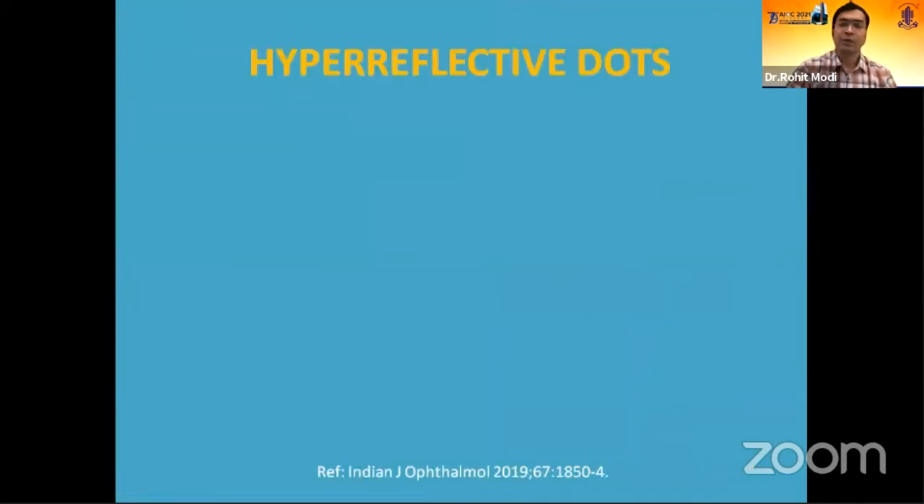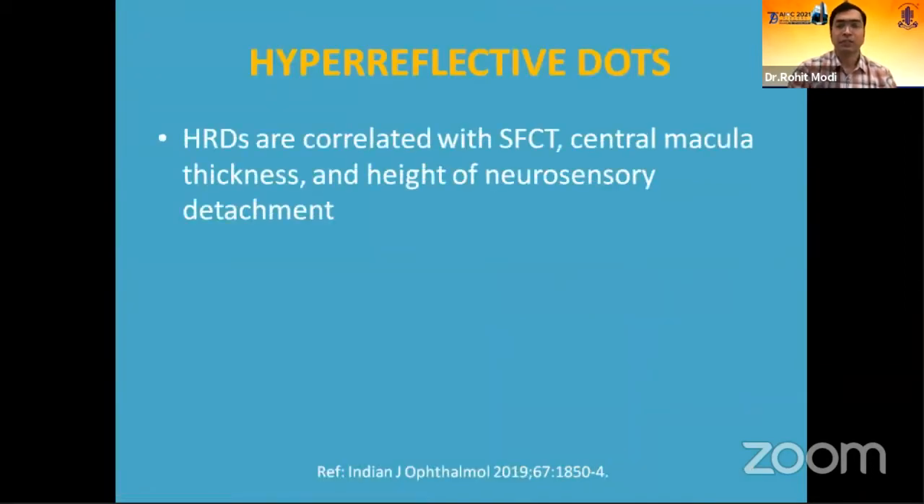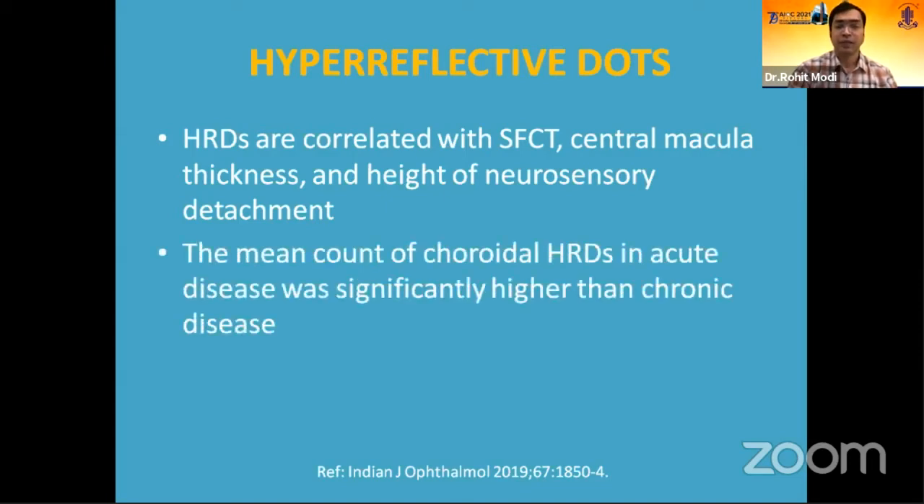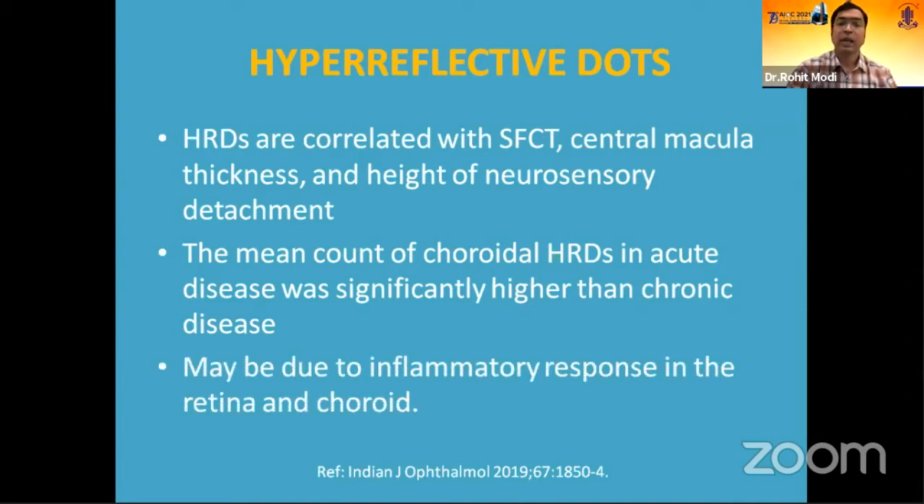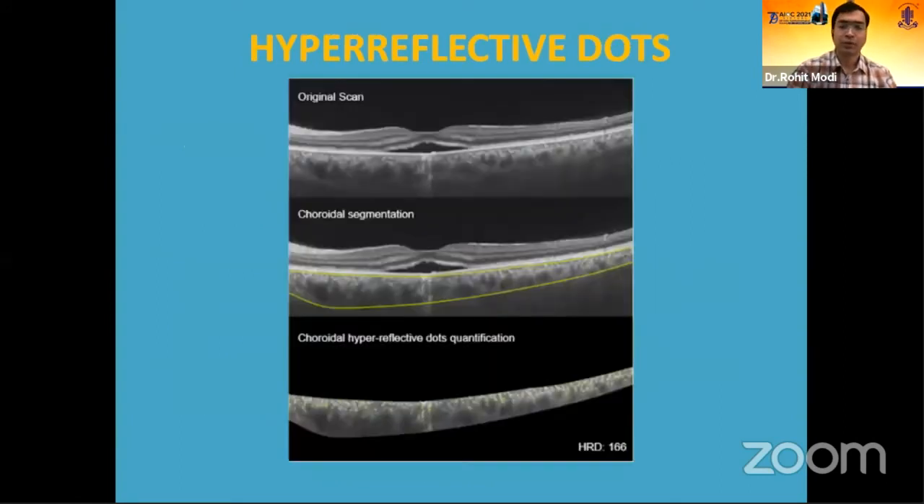Another important biomarker is the hyperreflective dots, which are correlated with the subfoveal choroidal thickness, central macular thickness, and the height of the neurosensory detachment. The mean count of these HRDs in acute disease was significantly higher as compared to the chronic ones, and it may be due to the inflammatory response in the retina and the choroid. Here we can see how the HRD is calculated.